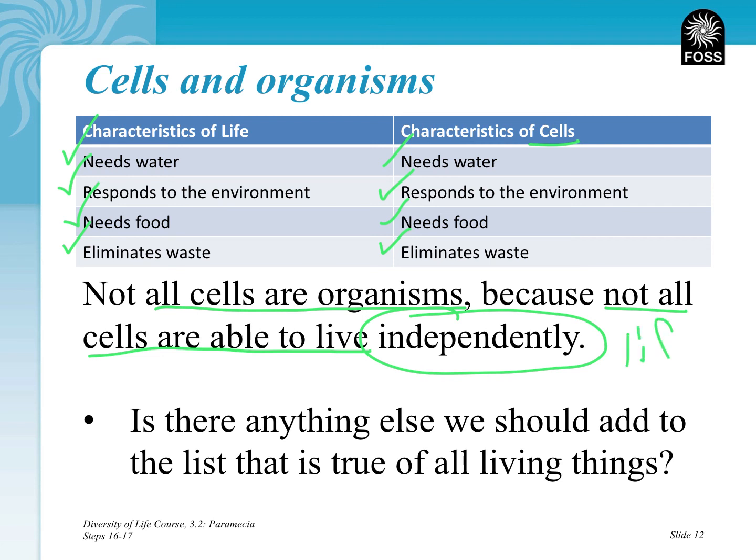So life starts at cells. So an individual cell can be living. Can it be an independent organism? A Paramecium is, but not those in the Elodea. So is there anything else we should add to the list of traits that all living things share? We'll investigate that a little bit more in the next lesson.